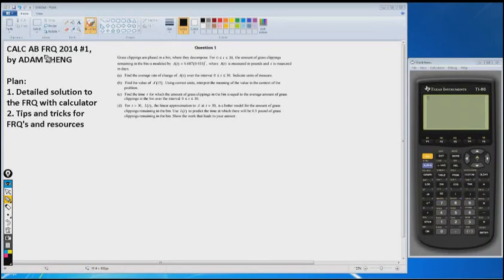Hi, we'll be solving FRQ 2014 number 1. So, the question is, grass clippings are placed in a bin where they're going to decompose. The amount of grass clippings is modeled by the equation A of t, and it's measured in pounds, t is measured in days. So, the first part A is asking the average rate of change from 0 to 30.